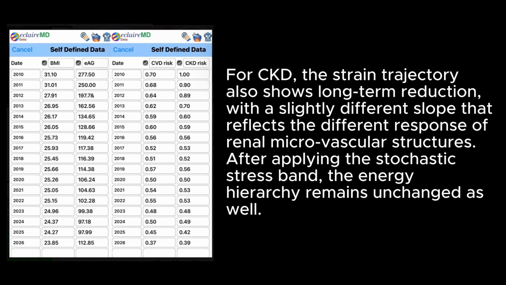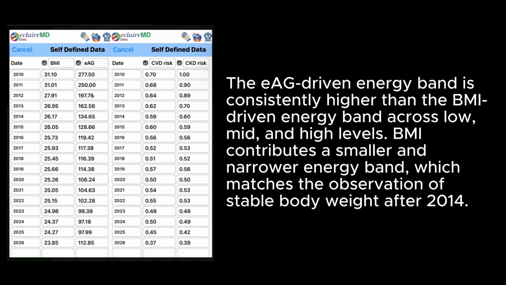For CKD, the strain trajectory also shows long-term reduction, with a slightly different slope that reflects the different response of renal microvascular structures. After applying the stochastic stress band, the energy hierarchy remains unchanged as well. The EEG-driven energy band is consistently higher than the BMI-driven energy band across low, mid, and high levels. BMI contributes a smaller and narrower energy band, which matches the observation of stable body weight after 2014.